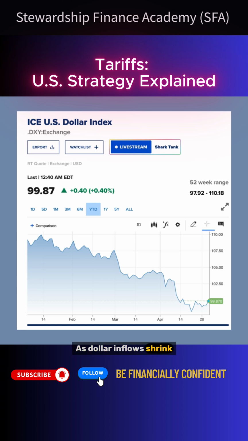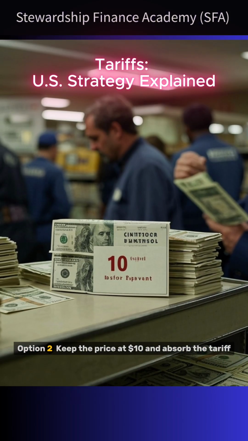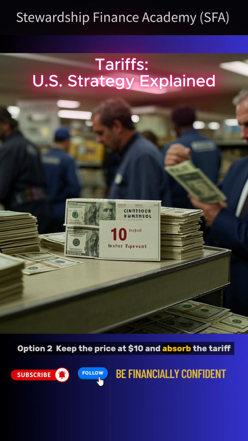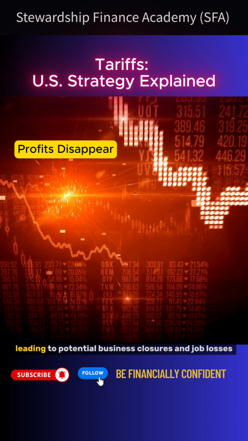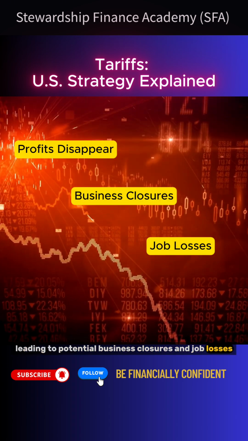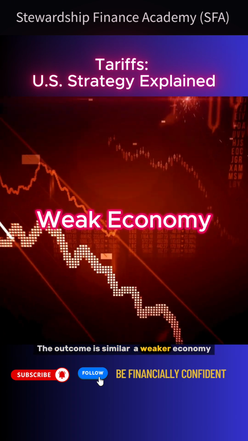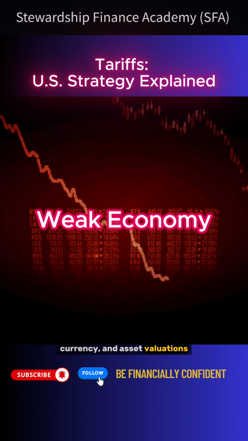As dollar inflows shrink, your currency and assets lose value. Option 2. Keep the price at $10 and absorb the tariff. Your profits disappear, leading to potential business closures and job losses. The outcome is similar: a weaker economy, currency, and asset valuations.